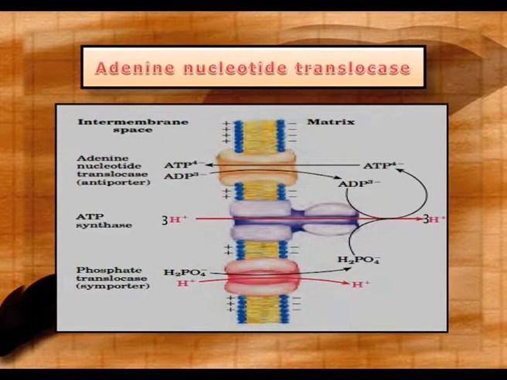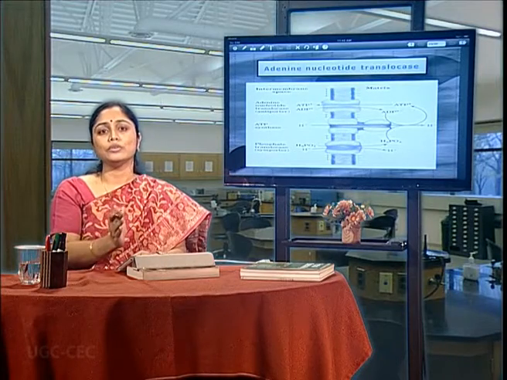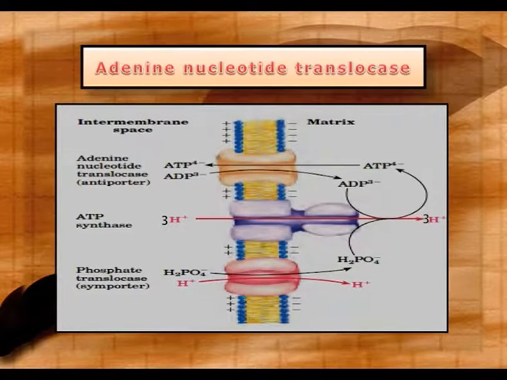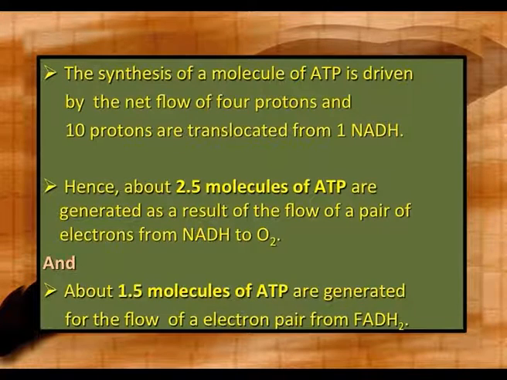It is a symporter. So, to synthesize one ATP molecule, 4 protons must enter into the matrix from the intermembrane space. So we have seen that to synthesize one molecule of ATP, 4 protons must enter into the matrix from the intermembrane space. And in the electron transport chain, we have seen that for one pair of electron transportation through the electron transport chain, 10 protons move to the intermembrane space from the matrix.